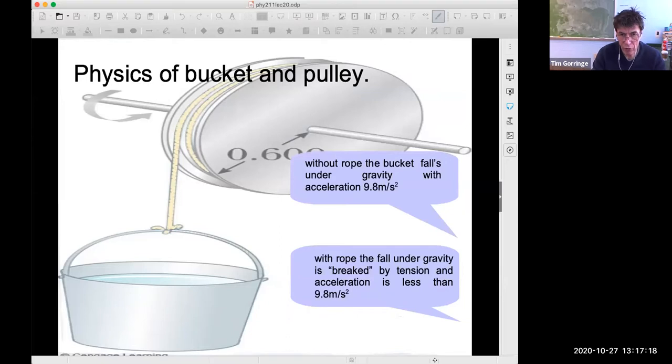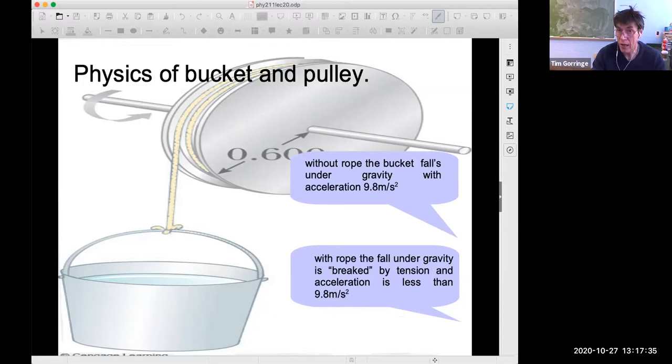Supposing the rope was not there. Well, you release the bucket, it just falls towards the bottom of the well with the acceleration of gravity, 9.8 meters per second squared. And the pulley doesn't move at all.